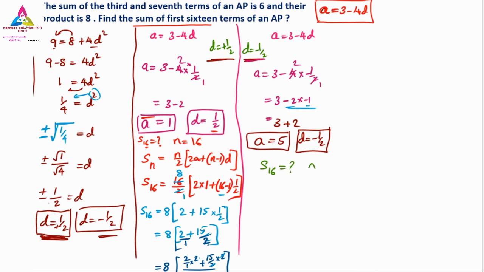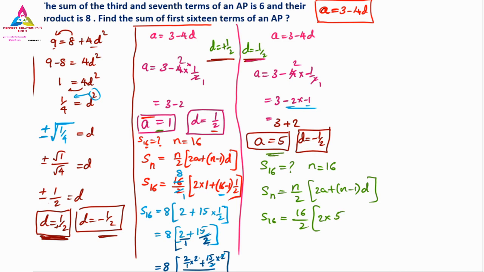So here the n value will now be 16. So we have to find the answer. So what is the final answer? The Sn formula again we have to substitute: n by 2 into 2a plus n minus 1 into d. The n value is known, that S16 we are finding. So 16 by 2 into 2 into A, the values differ now. The A value is 5 now, not 1.